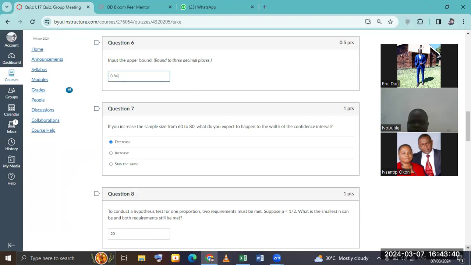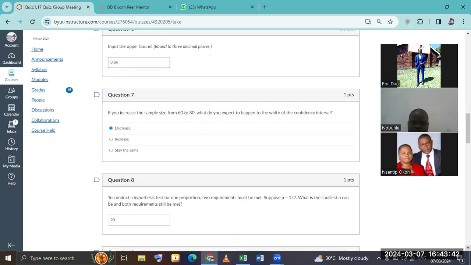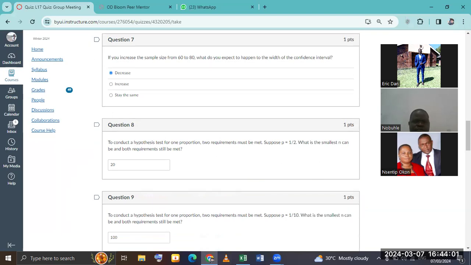Question 8. Question 8 says to conduct a hypothesis test. 20. Yes, 20. Is it correct? Yeah. Right. Look at number 9. Number 9, I found 20. I found 100.